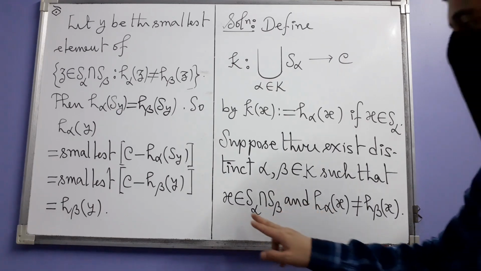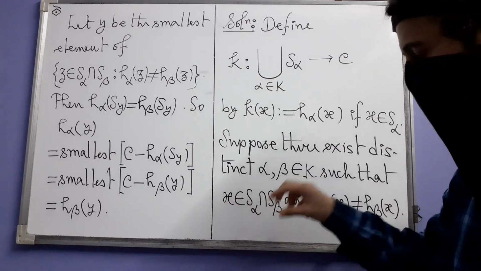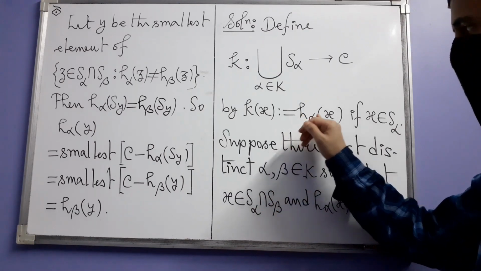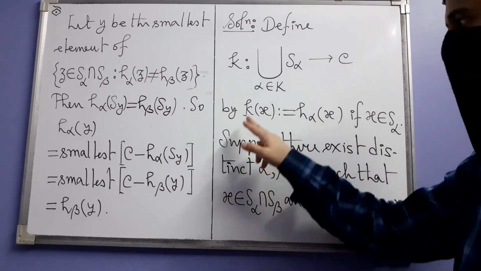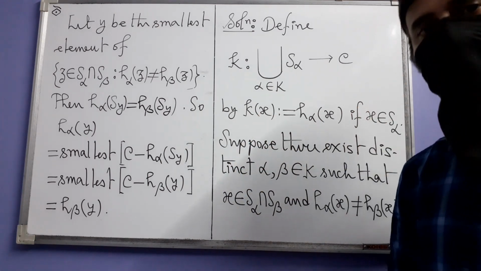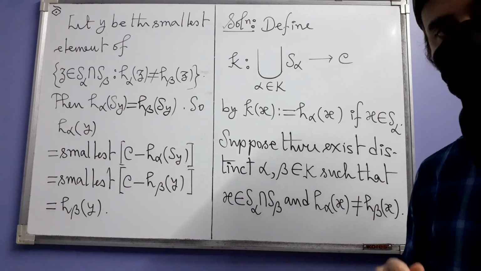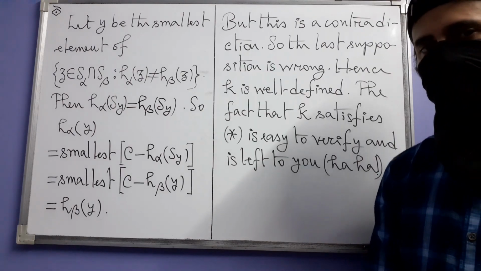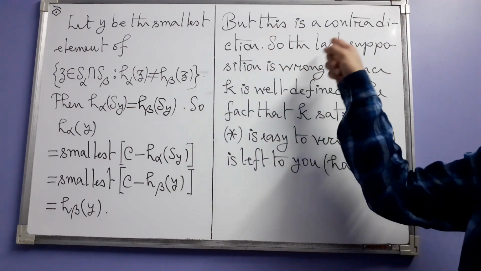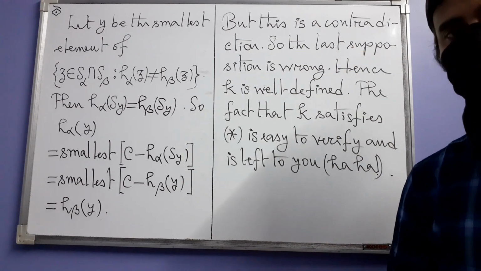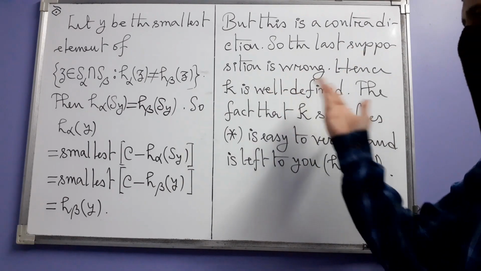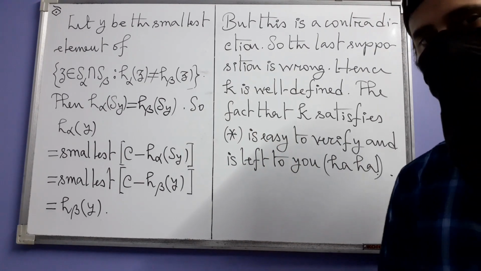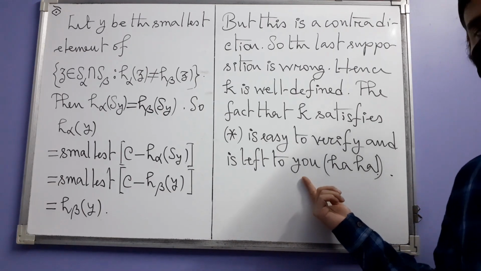That is, even if some x belongs to different sections given by different elements, ultimately it does not matter which section you use to calculate Kx, you are going to get the same output, and that is why K is well defined. Let us write that. Alright, so that's a contradiction. So the last supposition is wrong, and this proves that our function K is well defined. And then you have to verify that star is satisfied by K. So that part is left to you.